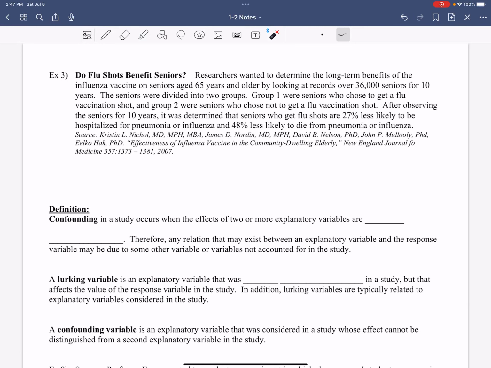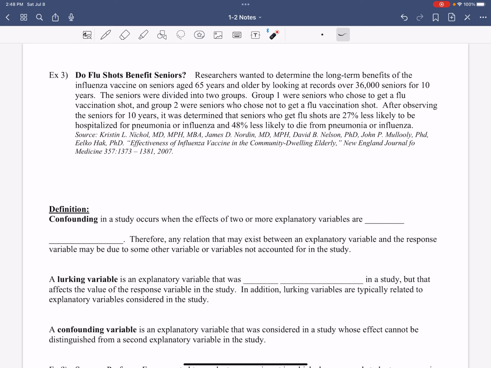All right, so then let's look at this example. Do flu shots benefit seniors? Researchers wanted to determine the long-term benefits of the influenza vaccine on seniors age 65 or older by looking at records of over 36,000 seniors for 10 years. The seniors were divided into two groups. Group 1 were seniors who chose to get the flu shot. Group 2 were seniors who chose not to. After observing the seniors for 10 years, it was determined that seniors who get the flu shot are 27% less likely to be hospitalized for pneumonia or influenza, and 48% less likely to die from pneumonia or influenza.